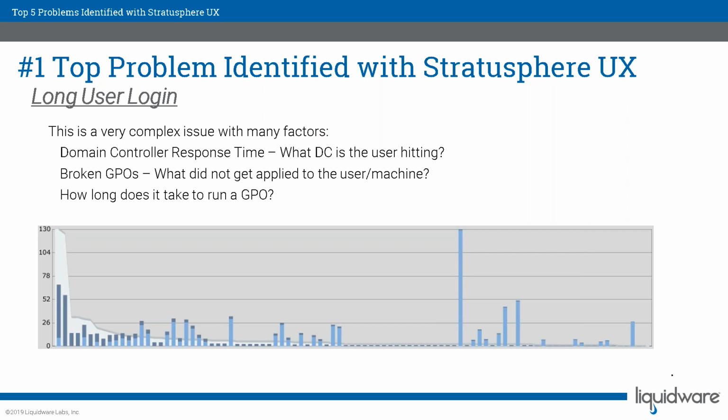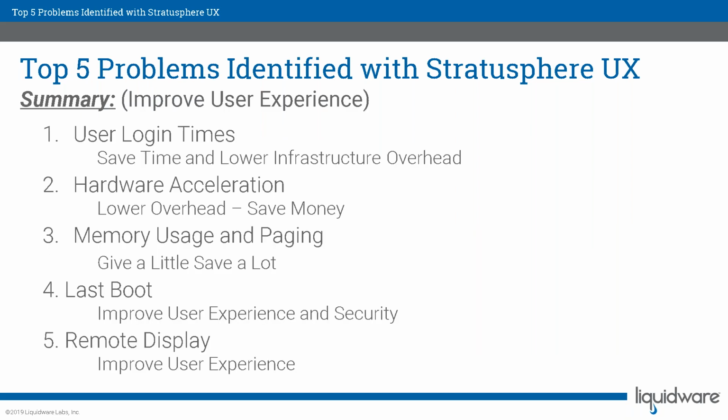So basically, to sum it all up, number 5, remote display improves the user experience. If I can reduce latency, reduce packet loss, that user is going to have a better experience. Last boot, again, improving the user experience and security. Because when I reboot that machine every 2 weeks or at least once a month, that memory is refreshed. There's not a lot of fragmentation going on, and I've got all my security updates applied.